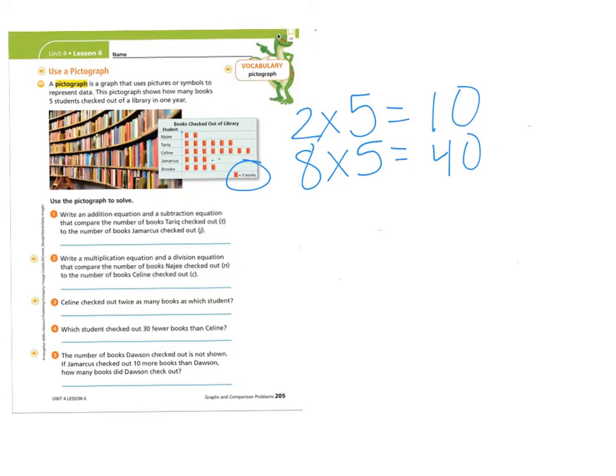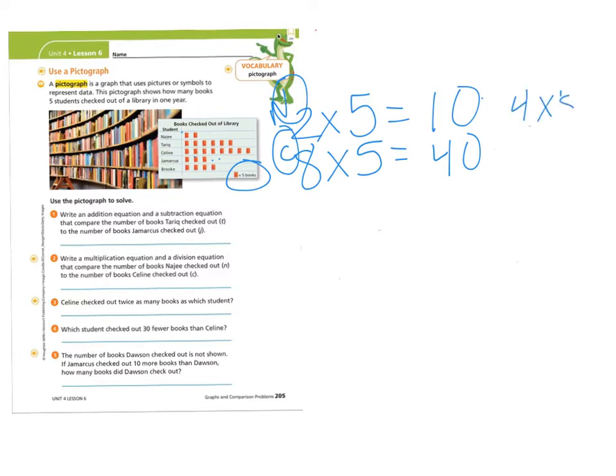Now we need to write a multiplication equation. Let's do that one first. That compares the number of books Naji checked out, which is the top number, to the number of books that Celine checked out, which is the second number. So how many times does 10 go into 40?